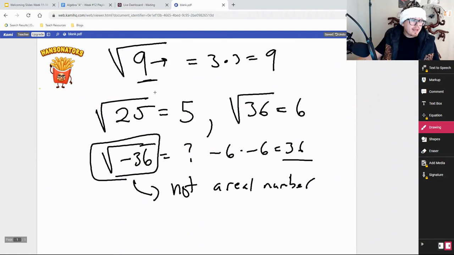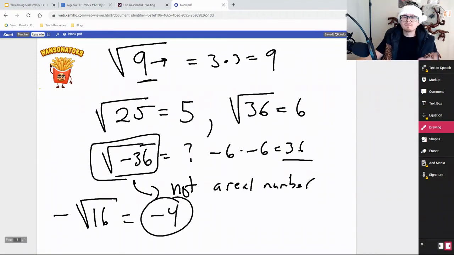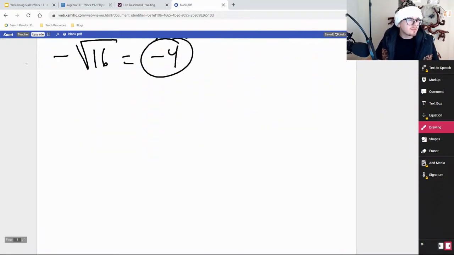You can have negative signs outside of the radical sign. So you could have like a negative square root of 16, and what's the square root of 16? Well, 4 times 4 makes that, so this would be a negative 4. Square roots, love them. Smooth, smooth. So now we got cubic roots.